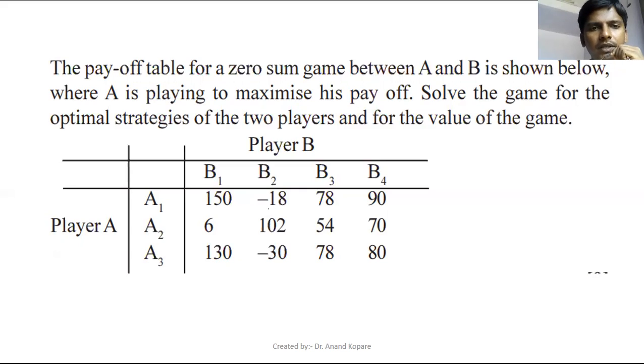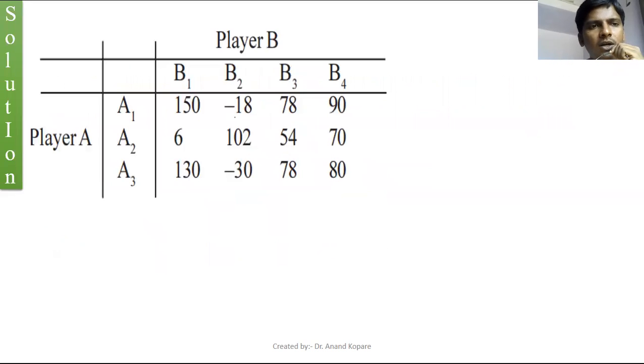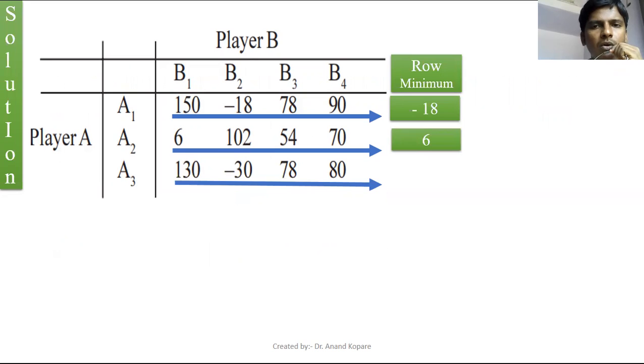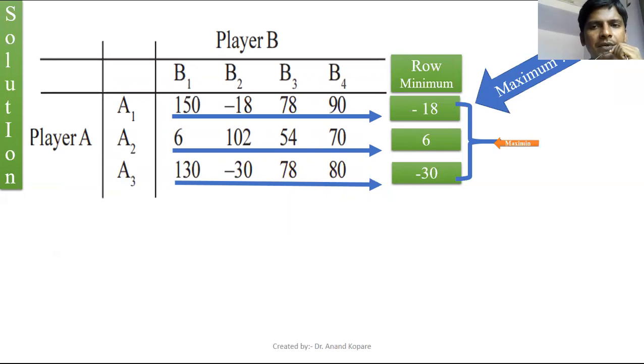As I said, before solving the game theory problem, you need to find the saddle point. For the saddle point, we first find the row minimum, the minimum value from each row. From the first row, the minimum value is minus 18. From the second row, it is 6. From the next row, it is minus 30. From these minimum values, we have to find the maximum value, and the maximum value is 6.